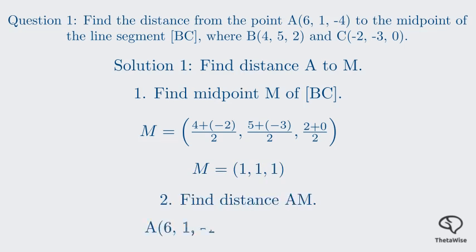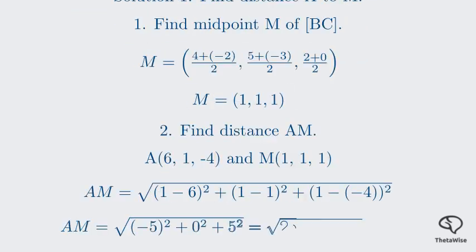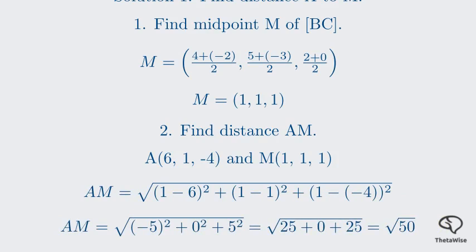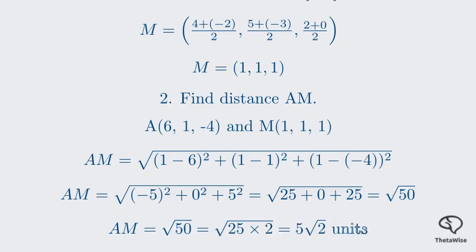Now we need to find the distance between A (6, 1, plus 4) and this new point 1, 1, 1. We use the distance formula. The distance AM is the square root of (1 minus 6) squared plus (1 minus 1) squared plus (1 minus 4) squared, which simplifies to the square root of 50. This is our final answer. The distance is root 50 units. We can also simplify this to 5 times the square root of 2. This question combines both the midpoint and distance formulas, showing how they often work together.